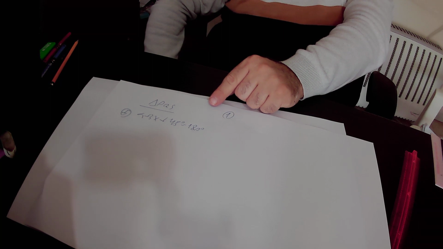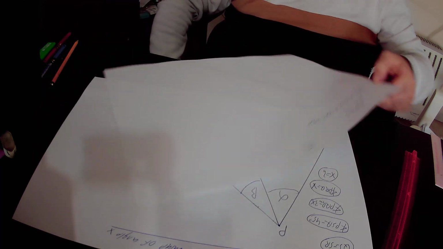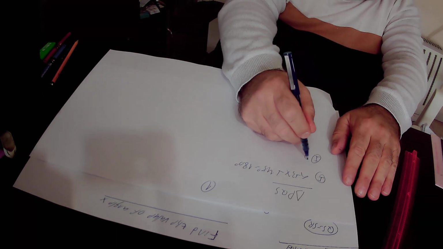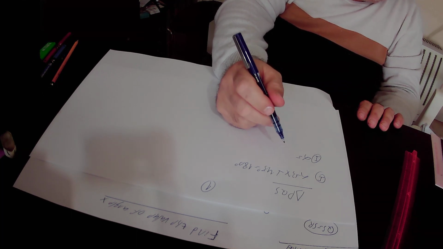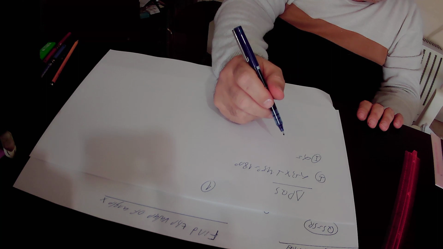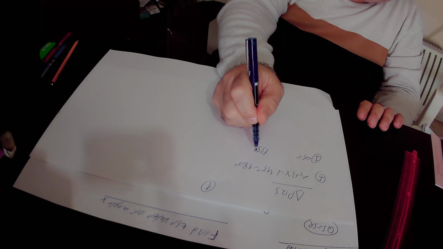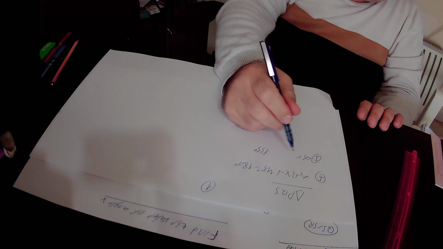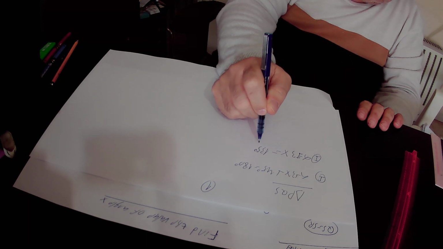Here we will subtract 3x and also 45 degrees from this equation number 1, and we will get that alpha equals 180 degrees minus 45 degrees, which is 135 degrees. So we only subtract 45 degrees from this equation, and we will get that alpha plus 3x equals 135 degrees.